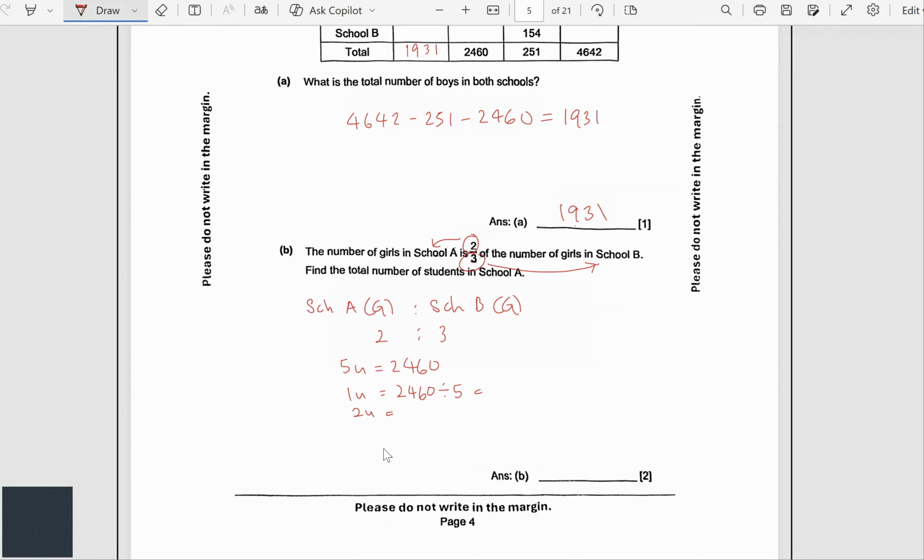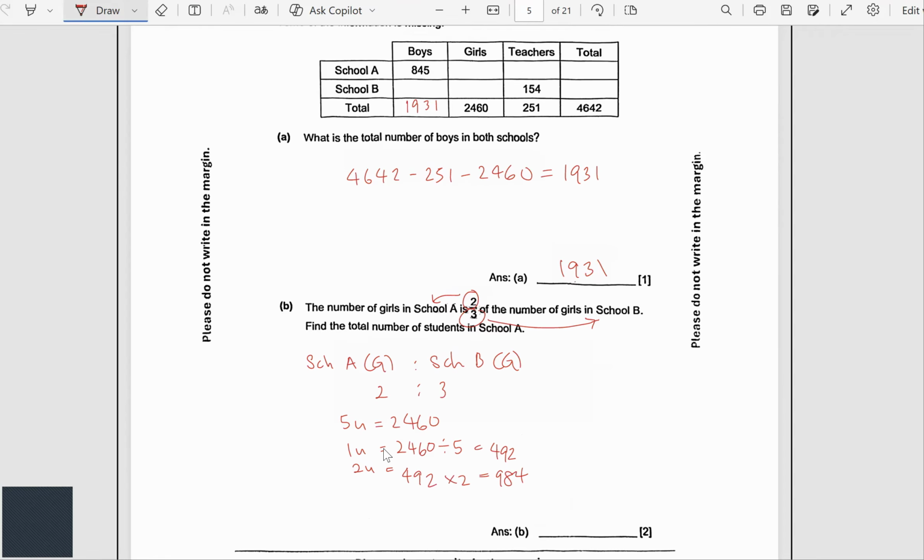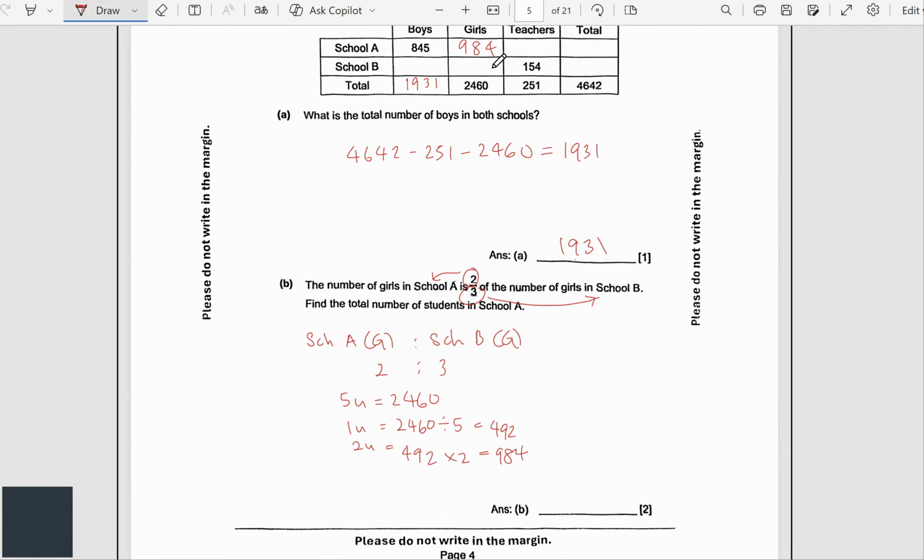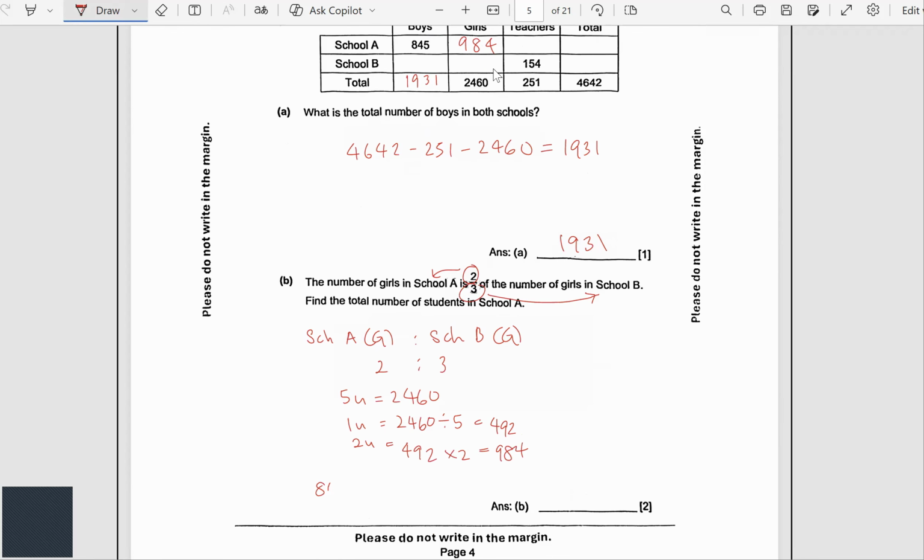2460 divided by 5 is 492. 492 times 2 is 984. So this is 984. I'm just missing the teachers so that I can get a total. Oh, sorry, no, I don't need the teachers. I want the total number of students. So just add the boys and girls. 845 and 984 is 1829.